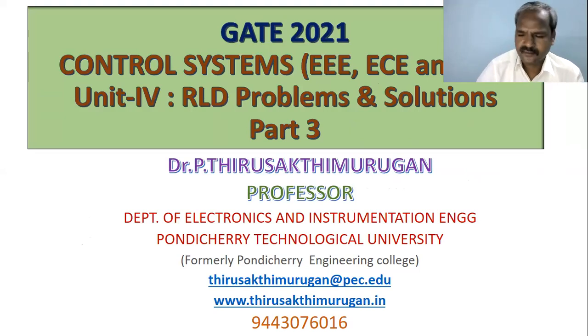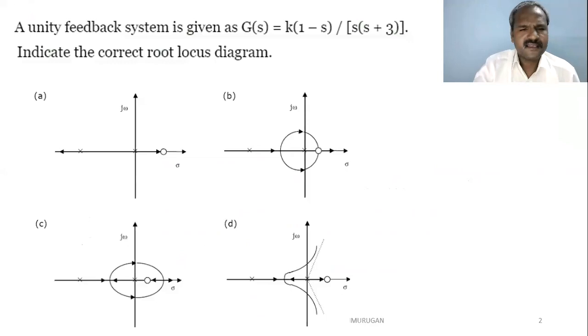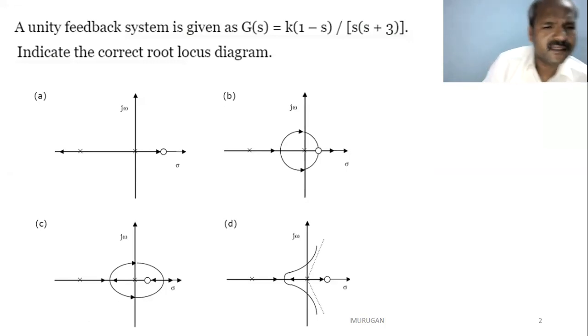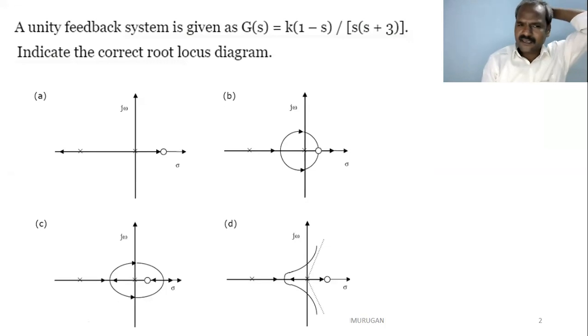Today we continue with some root locus diagram problems and solutions, mostly expected from the GATE examination. Let's see the first question. The unity feedback system is given as G(s) = K(1 - s) / (s(s + 3)). We have to indicate the correct root locus diagram, whether A, B, C or D.